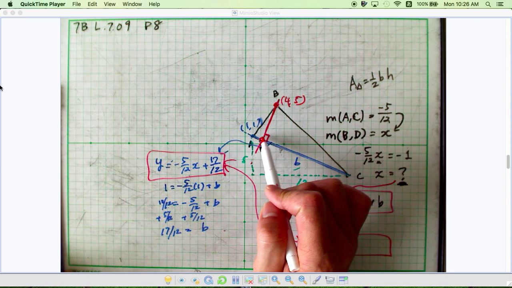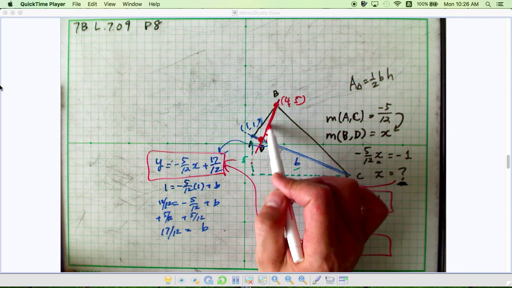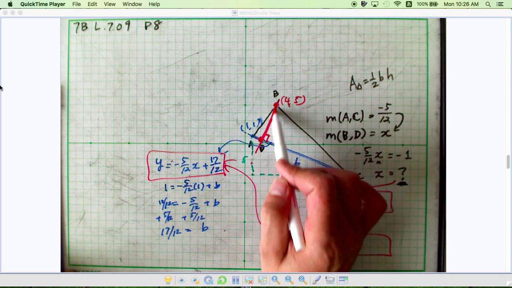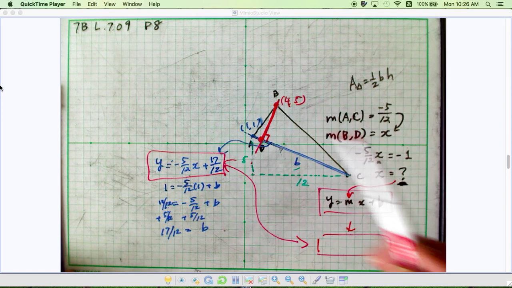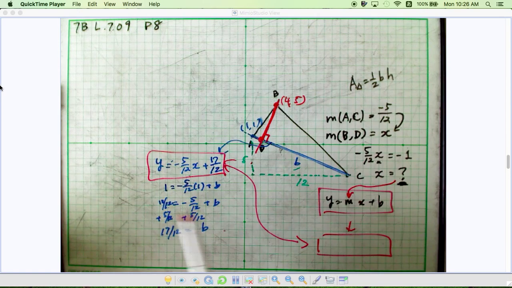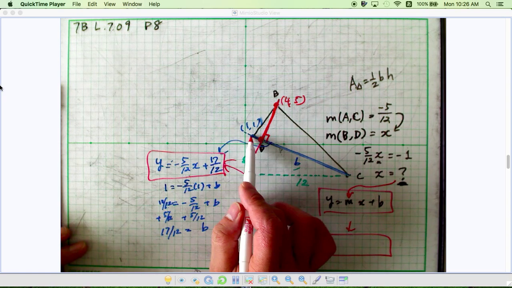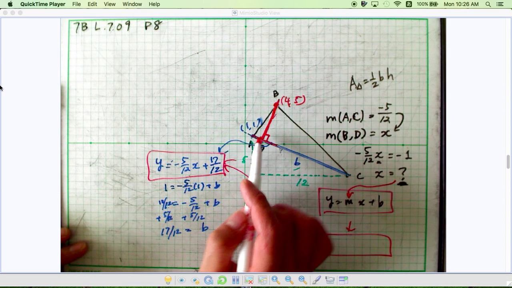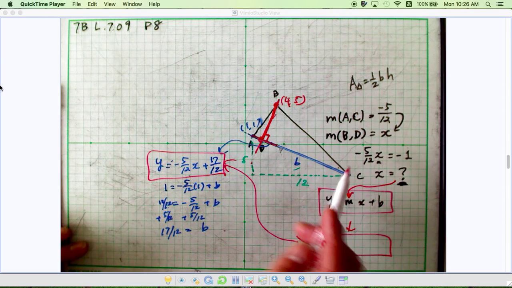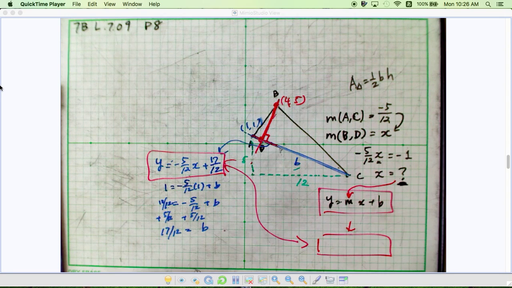Once you find that, use the distance formula to find the length from D to B. Now finally our goal is to find the area of this triangle. So take that height, multiply by the base, and then divide by 2, and that will give you the answer. It's a long process, but it gives you good practice and review for many things.